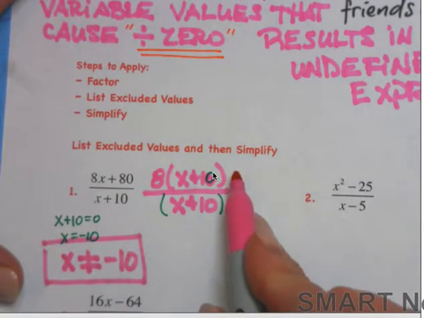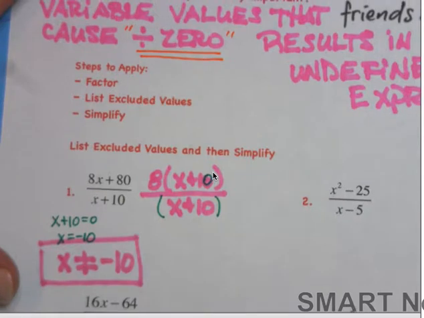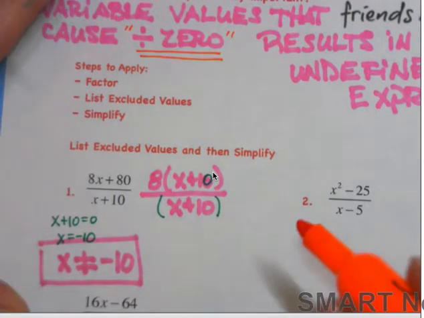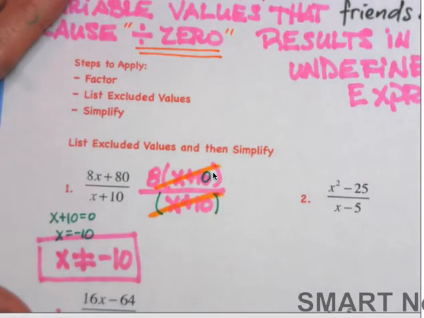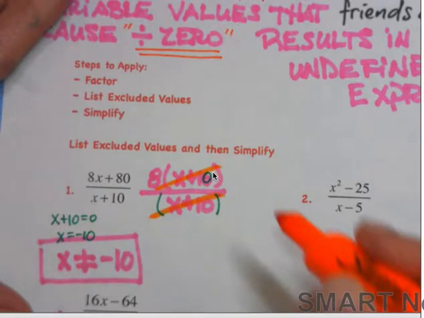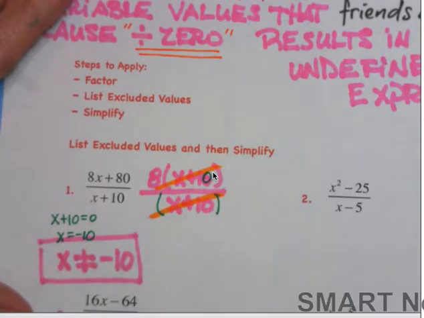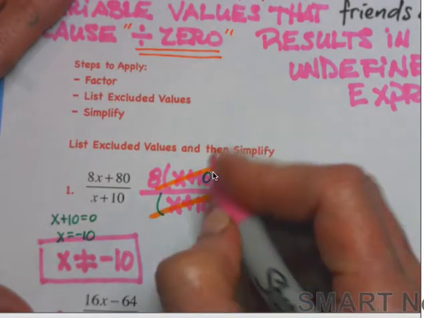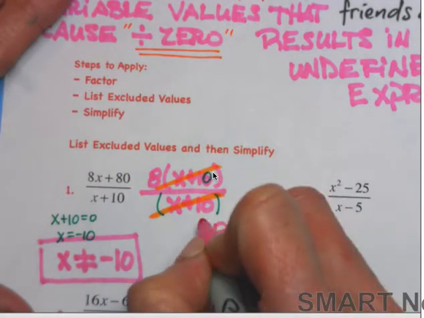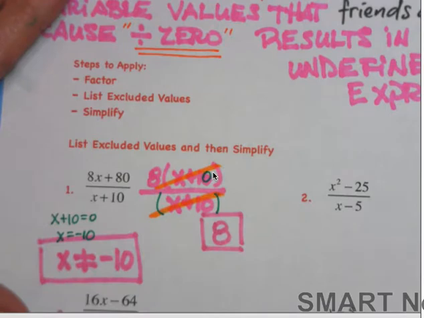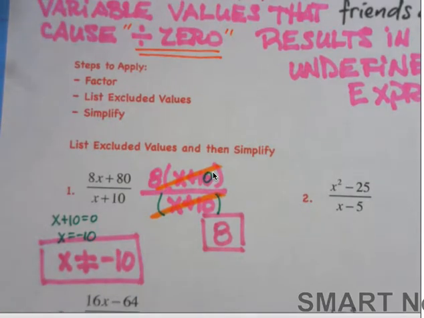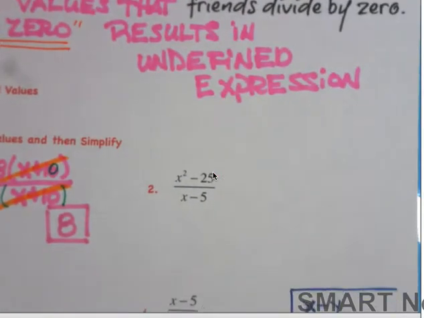So I factor, I list my excluded values, and then I divide away the common factors. In this particular expression, the binomial x plus 10 is common to both the numerator and the denominator. So the simplified value for number 1 is actually just 8. Let's keep going and move on to number 2.